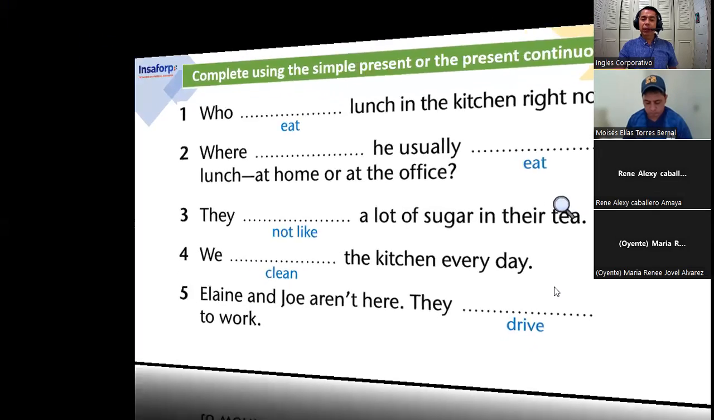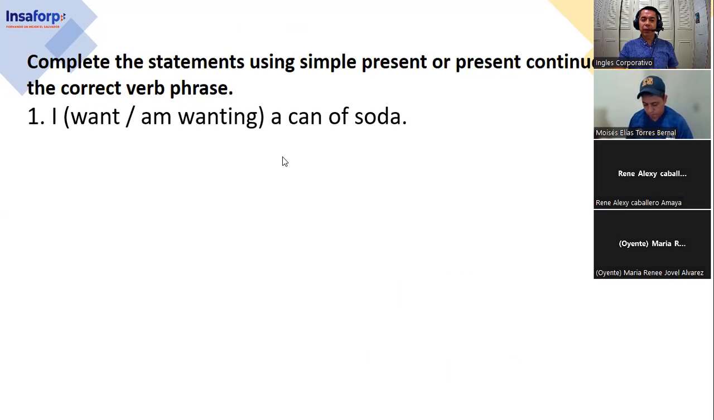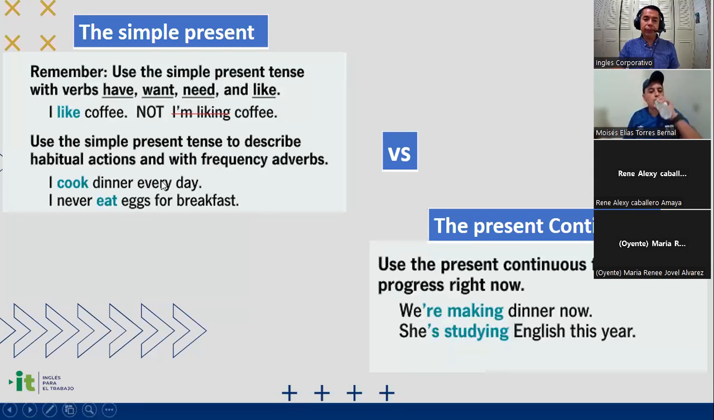And yesterday we were learning about some sentences, right? And today we are going to continue with this. But sorry, I forgot to tell you something. Normally, have, want, need, and like are used just for the simple present. There are some exceptions, right? For example, in this moment, we are having an English class, for example, right? It's an exception. But normally the verbs have, want, need, and like are used just for the simple present, right? Don't forget that. Have, want, need, like.